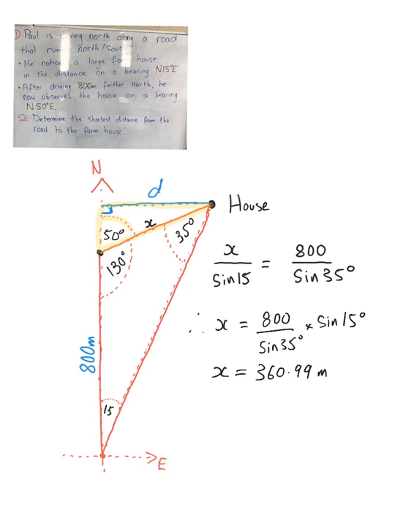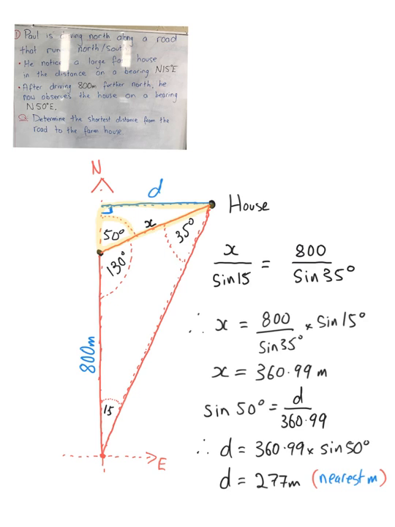Now I can go ahead and find D because it is now in a right angled triangle where I know the 50 degree angle and the side length x. So using my right angled trigonometry, I see that x is my hypotenuse and D is opposite. So I'm going to use sine theta. So sine 50 degrees equals my opposite side D divided by my hypotenuse, 360.99. Rearranging, I get the distance as being 277 metres to the nearest metre.